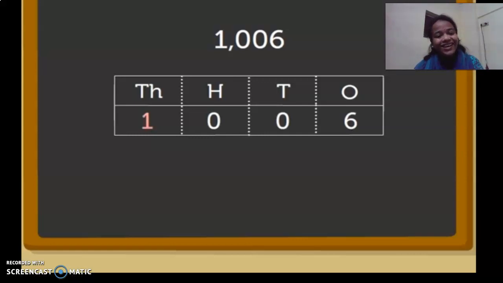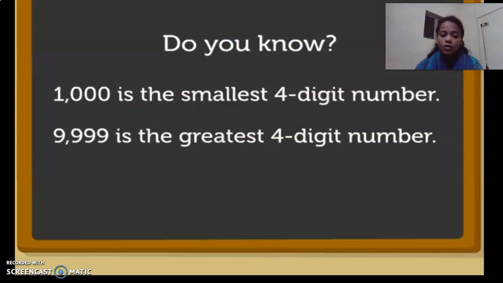1006. Bravo, very good. Do you know 1000 is the smallest 4-digit number, and 9999 is the greatest 4-digit number. Wow, wasn't it easy? Now let us learn to compare 4-digit numbers.